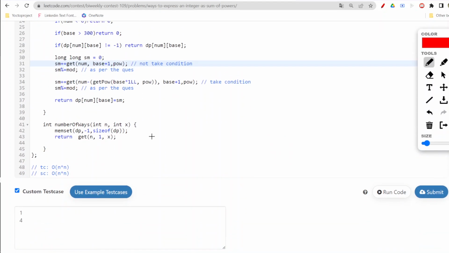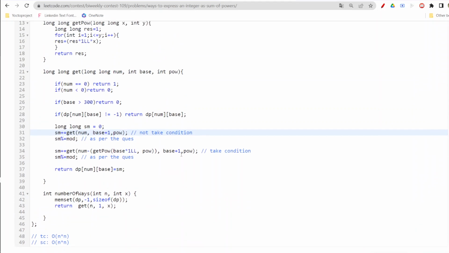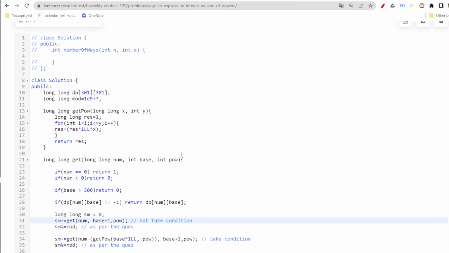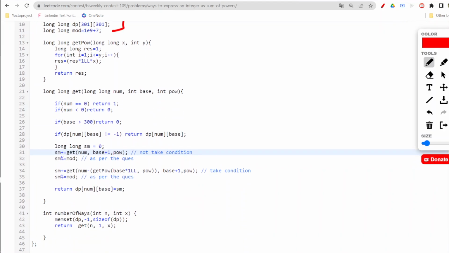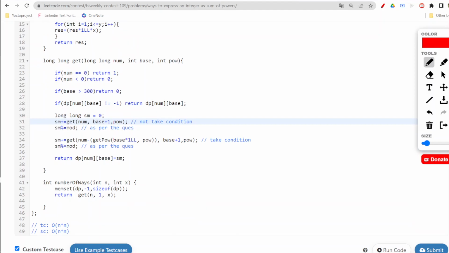As I already told, we would be required to memoize our recursive function. That's why we are taking a 2D DP here. The first dimension would be for our nums part, and the second one would be for our base part.